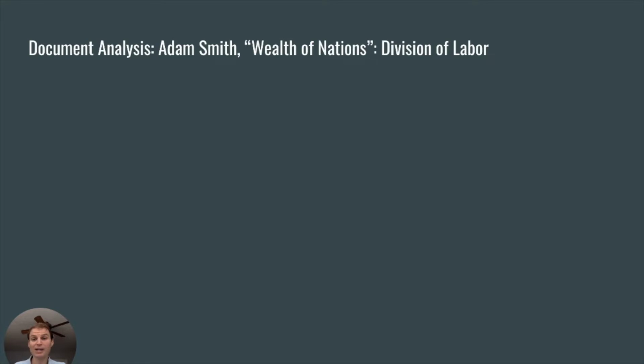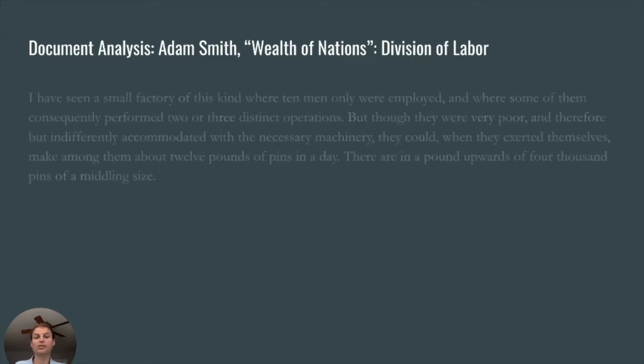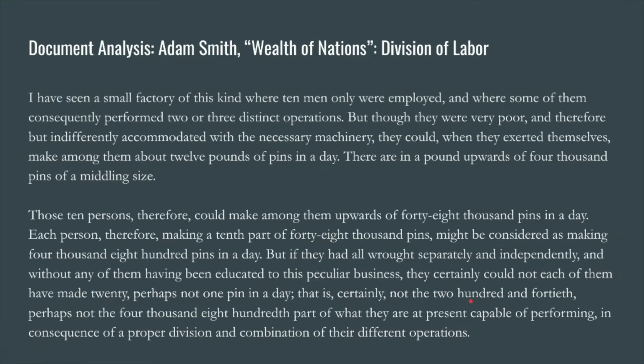All right, let's go ahead and get into some of our documents here. So the first one we'll look at is Adam Smith from his 1776 work, The Wealth of Nations, and we're looking at the division of labor. Remember, you need to be writing down the answers to these questions. You can either do that through this lecture, or you can pause the lecture and write down the questions yourself. And that way you can have this to turn in by the time the lecture's over.